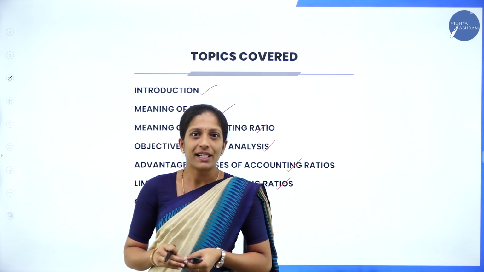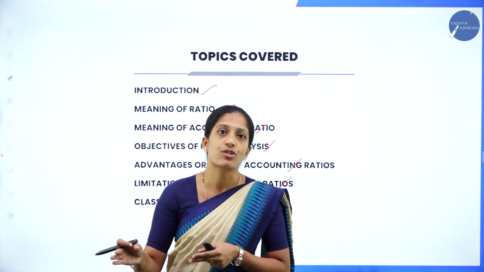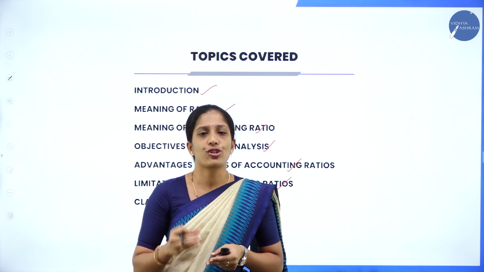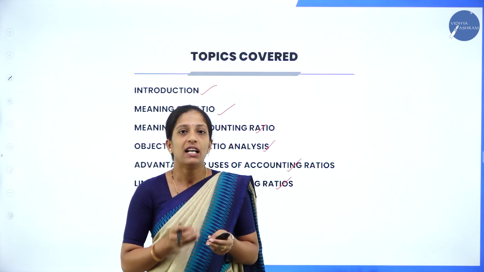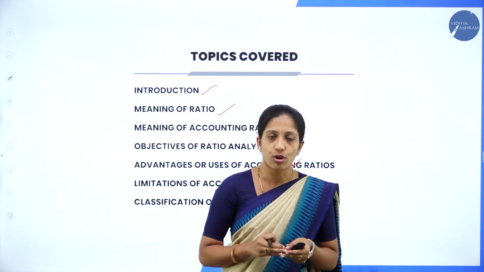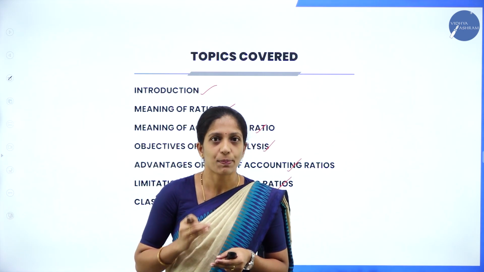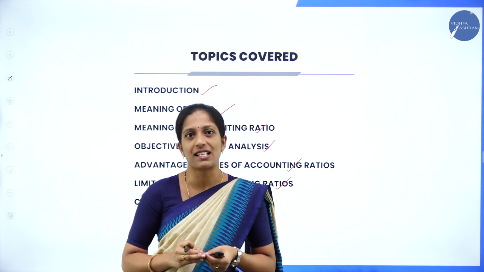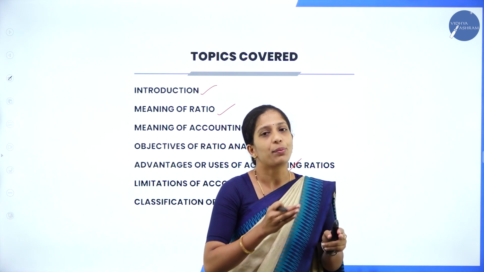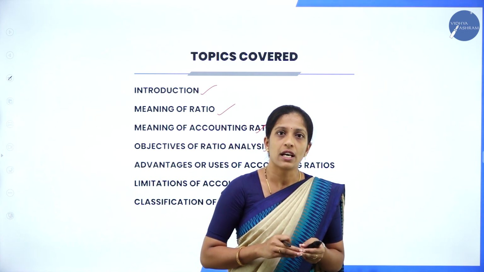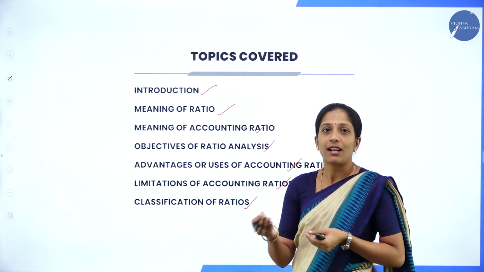Now coming to the limitations. Suppose there is any weakness in the financial statement, it also affects the financial statement analysis, that is, the ratio analysis. If the accuracy of the financial statement is not proper, then of course it affects the ratio analysis. Or if there is any window dressing, where a fake financial position is presented in the financial statement, it also affects the ratio analysis. So there are a lot of advantages as well as disadvantages of ratio analysis. Next, we have learned about the classification of ratios, where there are 4 types.